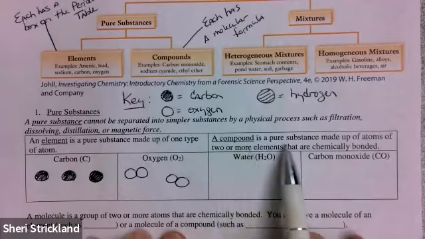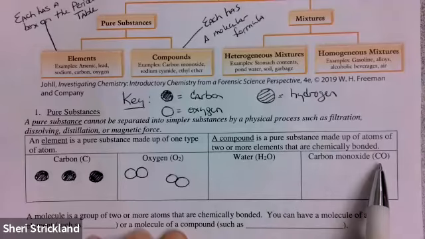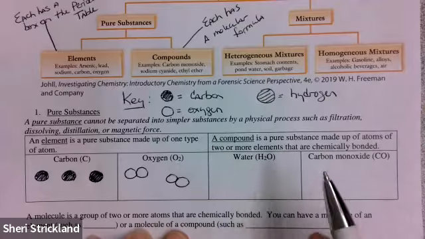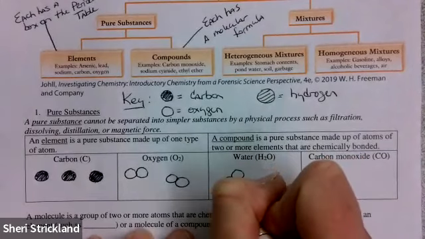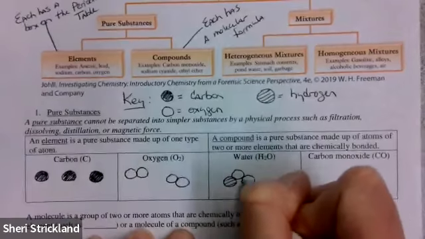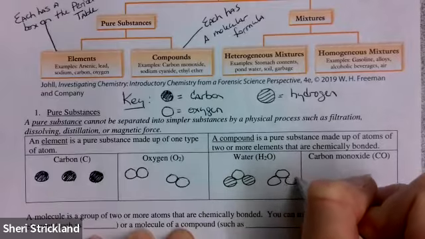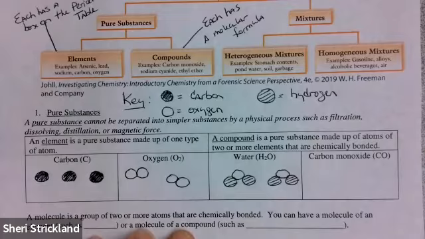Now, a compound is a pure substance made up of the atoms of 2 or more elements that are chemically bonded. So you can have something that only has 2 atoms, but they're different. You have 2 atoms over here, but they're the same. So for water, we need 1 oxygen and 2 hydrogens. All right, so let's get another one drawn here. I want you to pause the video and draw me a couple of carbon monoxide molecules, and then come on back.